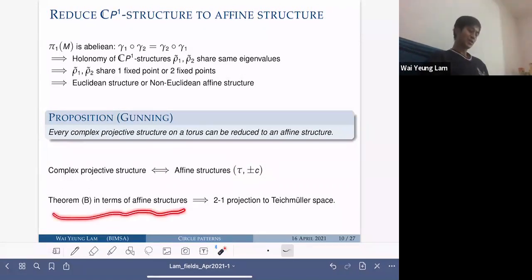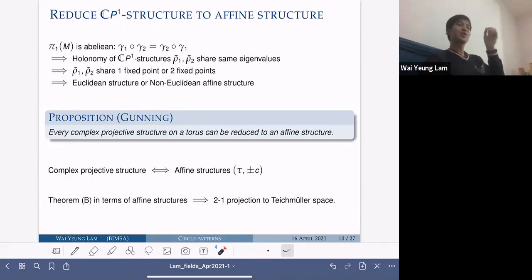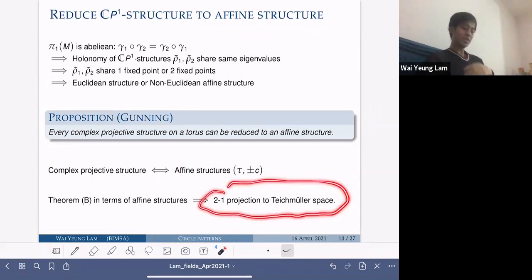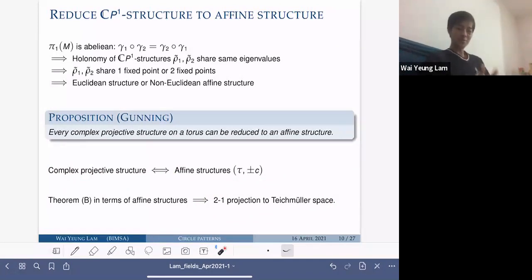If you remember our theorem B, it says that the space of circle patterns on CP1 structures is homeomorphic to the Teichmueller space. Now, instead of complex structure, if you consider affine structure, you can make a similar statement. If you look at the space of circle patterns on affine tori, then the projection to the Teichmueller space is a 2-to-1 mapping. The reason you get this 2-to-1 mapping is that CP1 structures can give you two different affine structures. So if you just stick to the affine structure, the projection to the Teichmueller space becomes 2-to-1. But if I want to make my life simpler, I'll stick to the CP1 structure, and then it will be a homeomorphism.